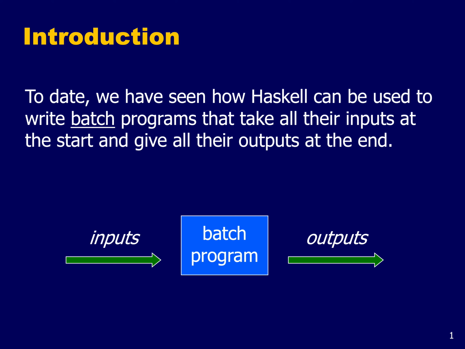So the starting point for today's class is what we've been doing so far. To date, what we have seen is how Haskell can be used to write so-called batch programs. This is an old-fashioned term, but what it simply means is programs that take all their inputs at the start and give all their outputs at the end. So a batch program is essentially just a normal mathematical function of the kind which you can implement in a pure functional language such as Haskell.